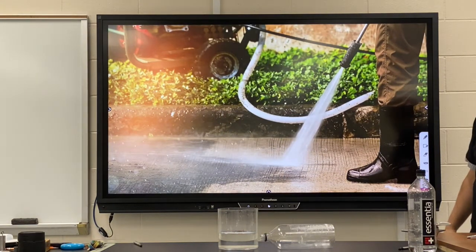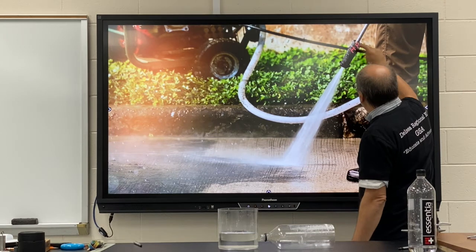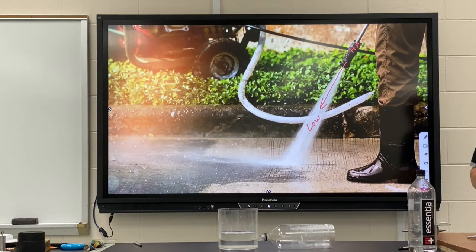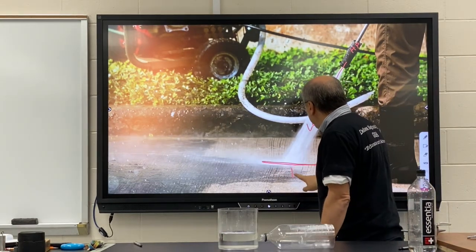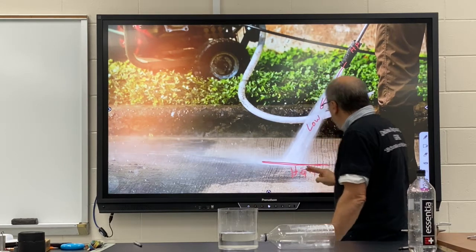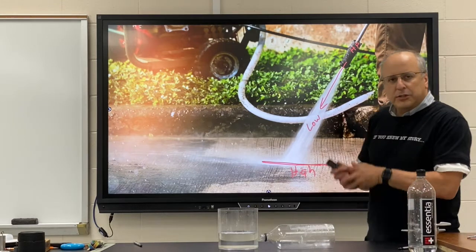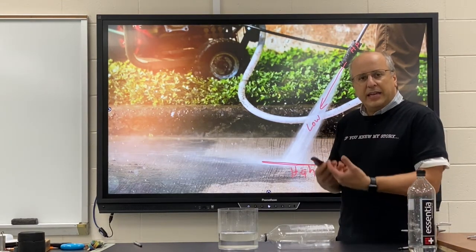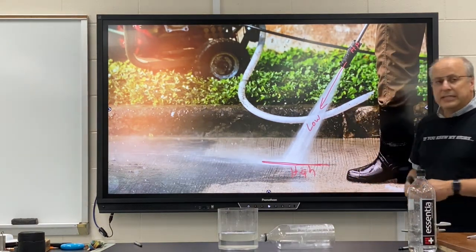We can see this pressure washer is going to have very high pressure behind the fluid, but once the fluid comes out, it's going to actually create low pressure. When the fluid hits something and stops, that once again will create a higher pressure. But the actual stream of fast moving fluid actually evidences a lower pressure than the pressure inside the hose.